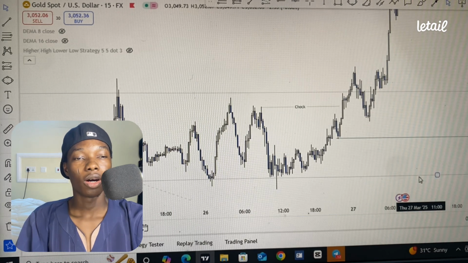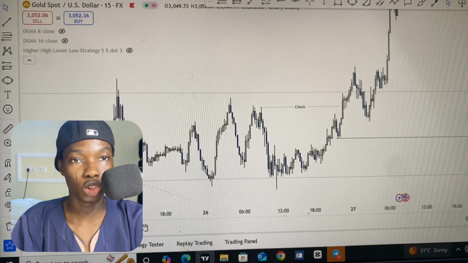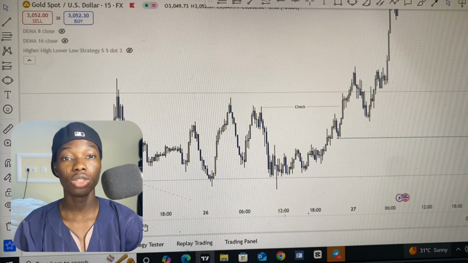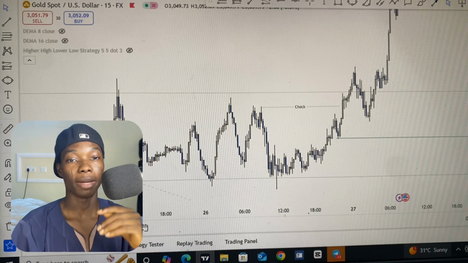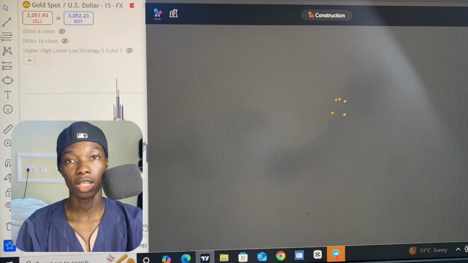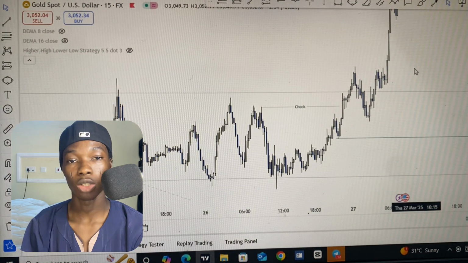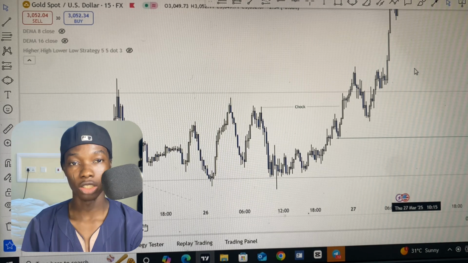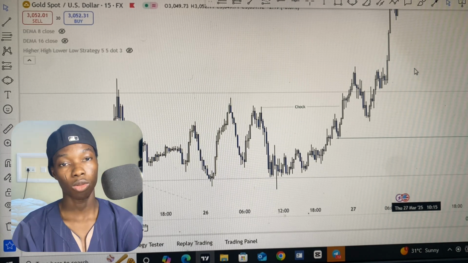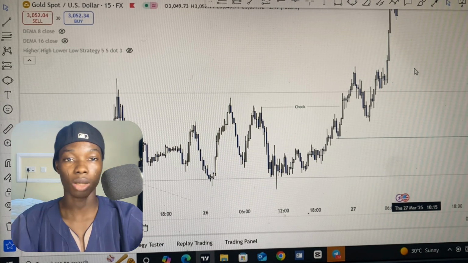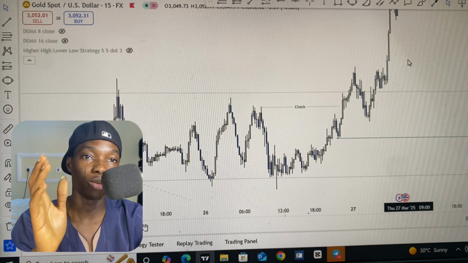So now we are going to pick our inducements, because I'm only using three things while trading: my market structure shifts, which is also called change of character or break of structure, inducement, which you can also call liquidity, and then my point of interest, or you can call it order block or breaker block. But for this particular setup, I used breaker block.